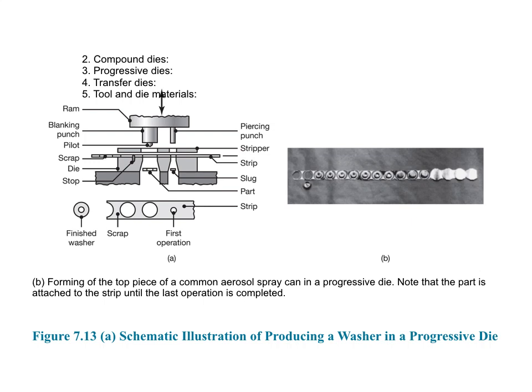Finally, let's understand the tool and die material. Tool steel is very commonly used as a tool and die material. However, for high production rates, carbides are used. And most importantly, lubrication is used to reduce the tool and die wear and for improving the edge quality.